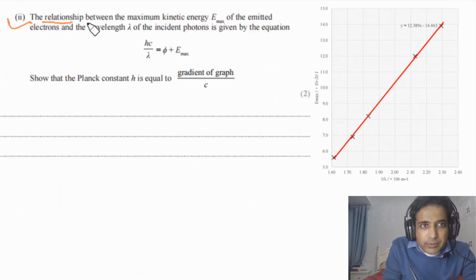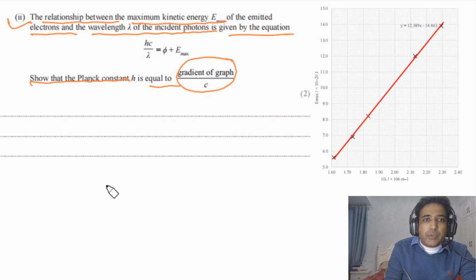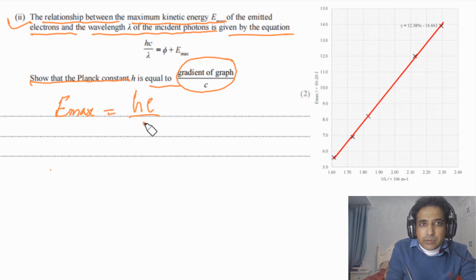Second part says the relationship between the maximum kinetic energy of the emitted electrons and the wavelength of the incident photons is given by this equation. Show that the Planck's constant is equal to gradient of the graph divided by c. So first of all we have to rearrange. So we can write down Emax in this case will be equal to hc over lambda minus, we have this is the work function. So this is how we can rearrange.